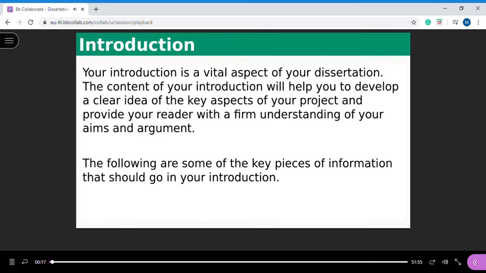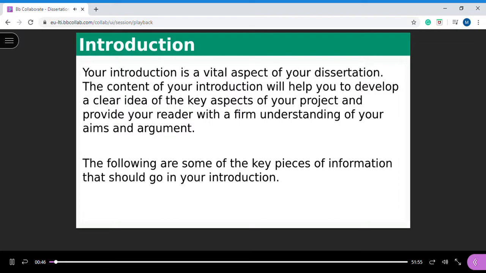So your introduction is absolutely essential in providing the reader with key information about your dissertation's aims, argument and structure. It's really important to keep your reader in mind at all times throughout the dissertation, but especially in your introduction, as this can help to ensure that you set out your aims, your argument, and the evidence you're going to use to support it as clearly as possible.